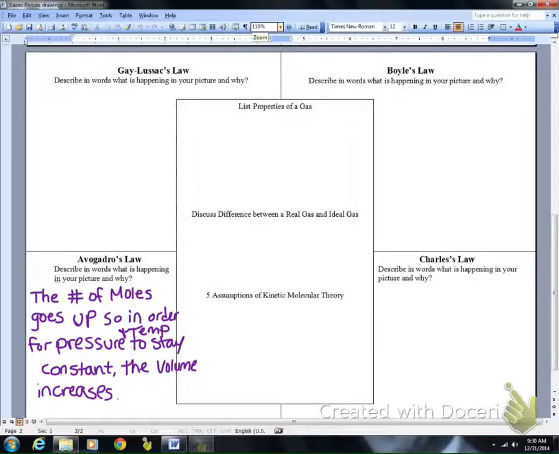The other thing that you're going to do here is also list the properties of a gas, the differences between a real and an ideal gas, and then you're going to talk about the 5 assumptions of the kinetic molecular theory. This is basically your review for the first part of the gas law test as well.